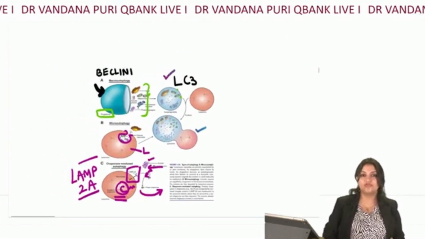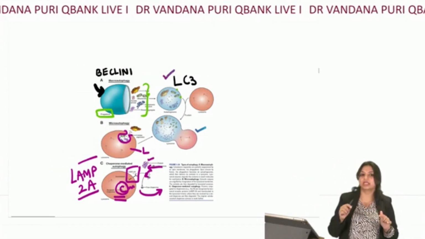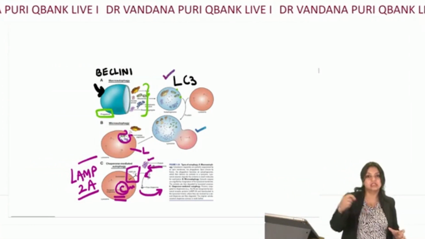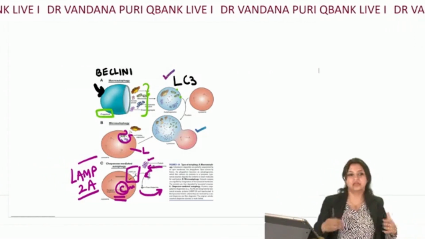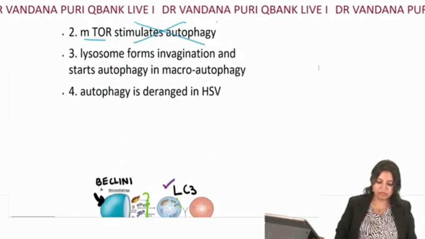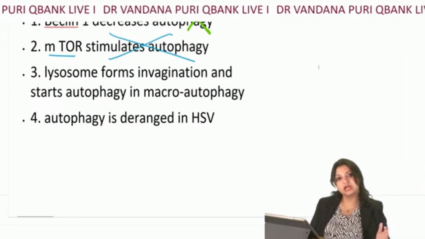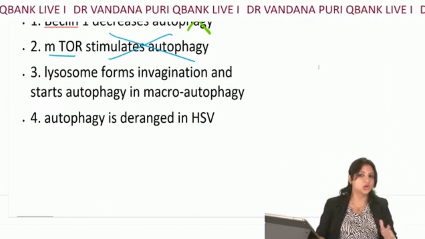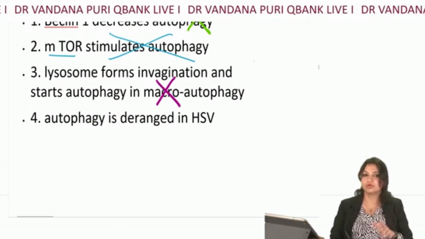So whenever the phagophore is formed, it is macro. Whenever the lysosome forms an invagination, micro. And whenever a chaperone brings it and it is identified with the receptors and degraded, this is called chaperone mediated autophagy. So remember, what was the question? Lysosome forms an invagination and starts autophagy in macroautophagy? No, this is microautophagy, not macroautophagy. So this is also wrong.